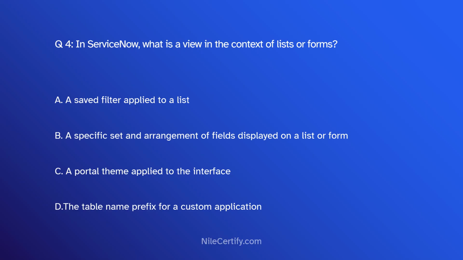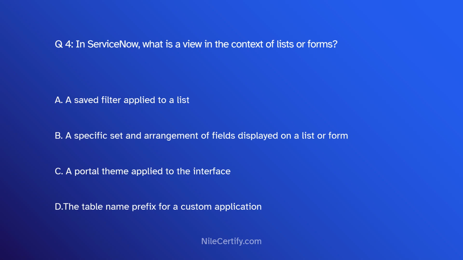Option C, a portal theme applied to the interface. This is talking about branding and theming, not views. Portal themes are for Service Portal or UI branding. Colors, fonts, layout of the portal, that kind of thing. Completely different feature and not in the context of lists or forms like the question says. So C is incorrect.